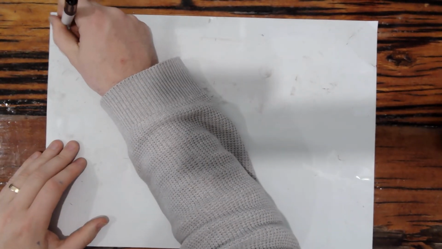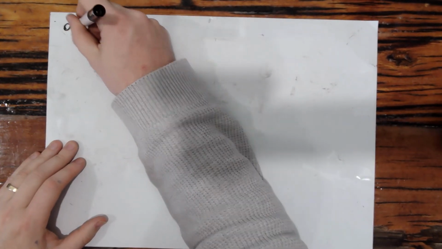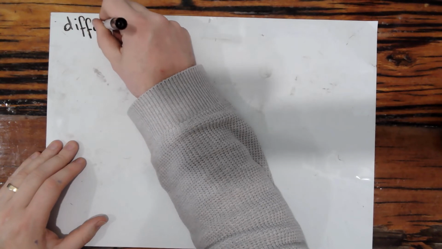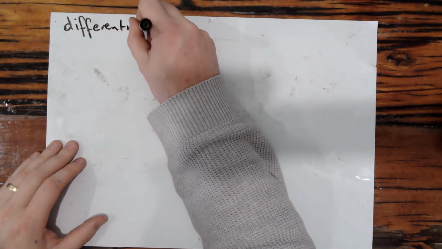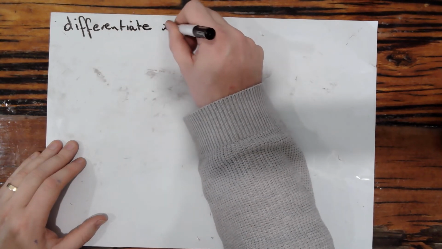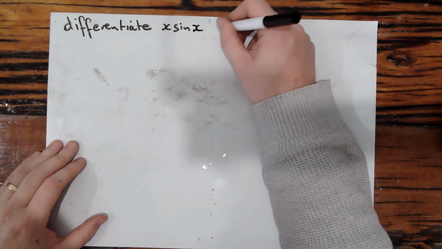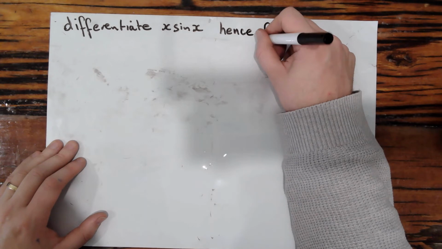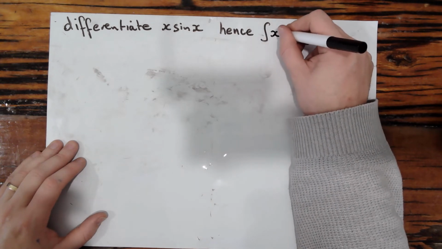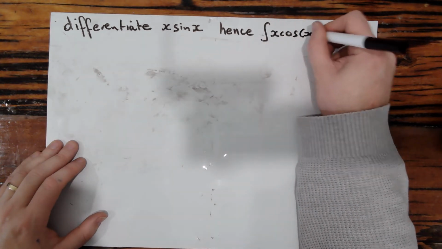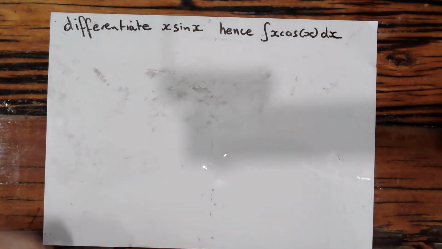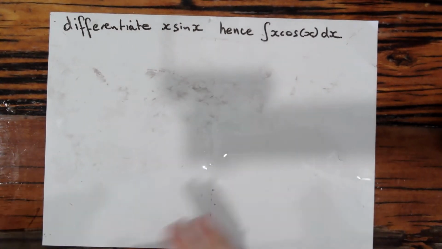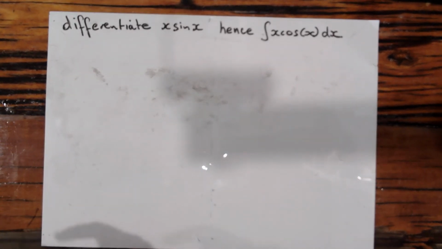Which is we want to differentiate x sine x, and then hence integrate x cos x. So you can see x cos x isn't something that we would normally be able to do. So that's why we're going to do this process.